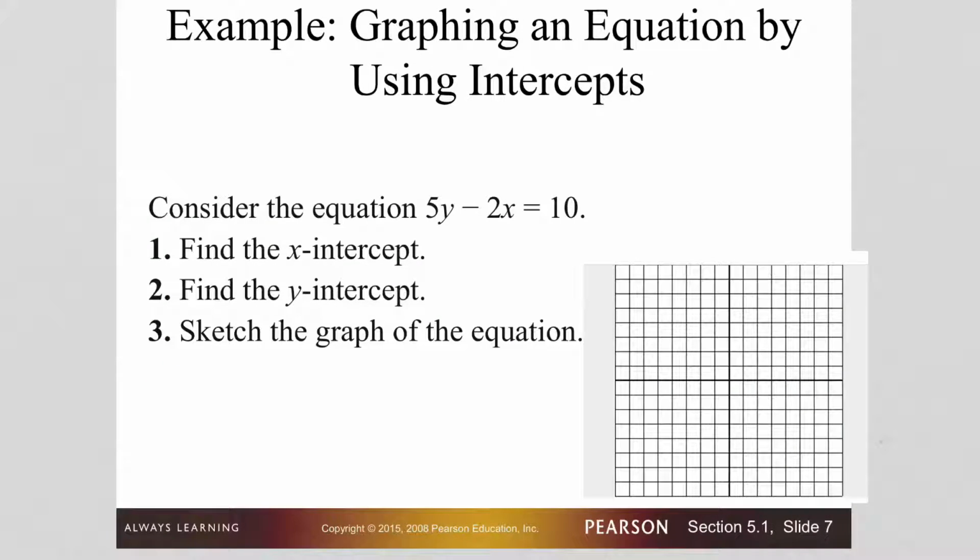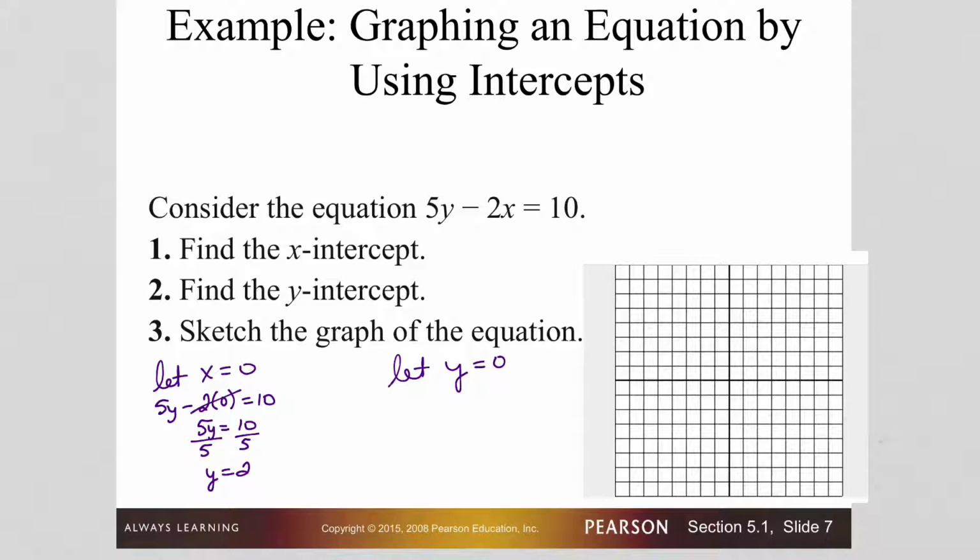Okay, so in this problem I've got 5y minus 2x equals 10. If I am ever graphing something just by finding the intercepts, I always do this first. I always write let x equal 0, let y equal 0. And then I solve this thing twice. So if I let x equal 0, I've got 5y minus 2 times 0 equals 10. This goes away, so I'm left with 5y equals 10. Divide by 5. y is equal to 2.